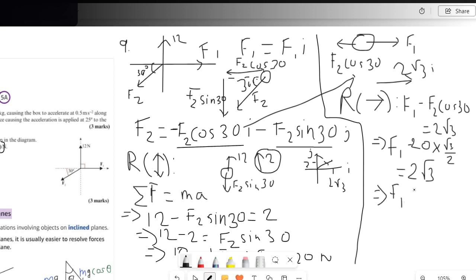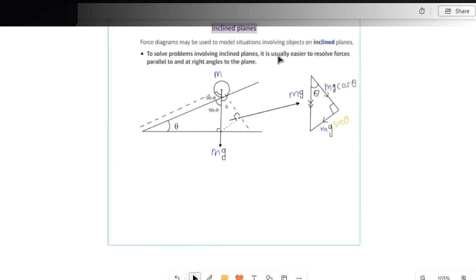Therefore, rearranging, F1 is equal to 20 multiplied by root 3 by 2, plus 2 root 3. 20 divided by 2 is 10, so we have 10 root 3 plus 2 root 3, and so the value of F1 is 12 root 3. So now let's talk about inclined planes.